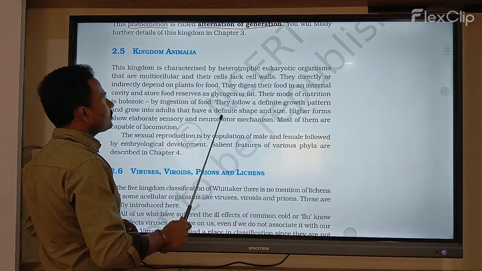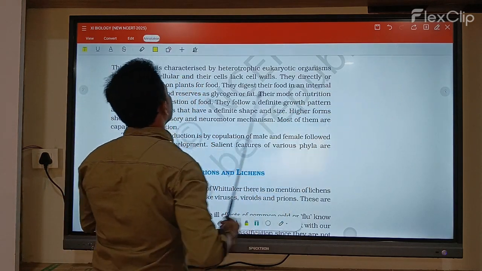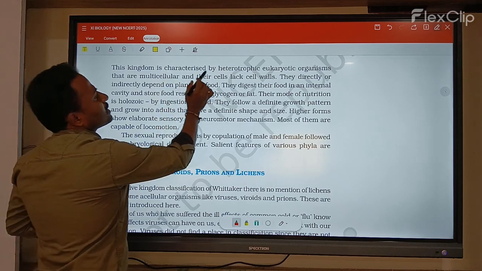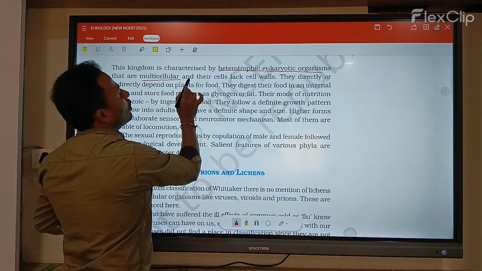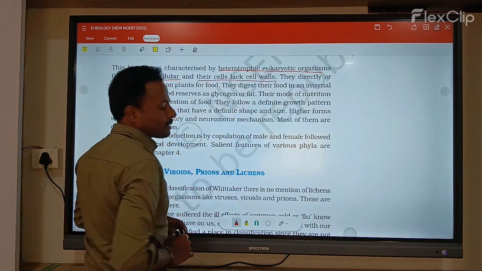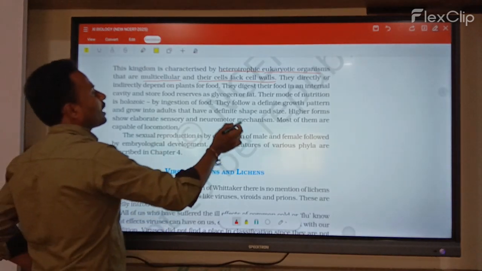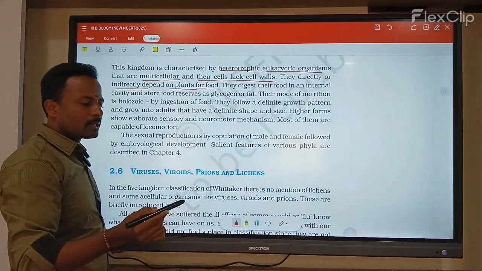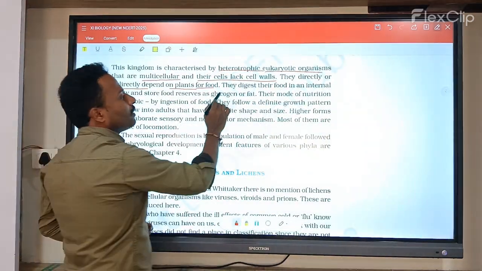Next, kingdom Animalia. This kingdom is characterized by heterotrophic, eukaryotic, multicellular organisms that lack cell walls. Mostly animal groups have no cell walls, and they depend directly or indirectly upon plants for their food.